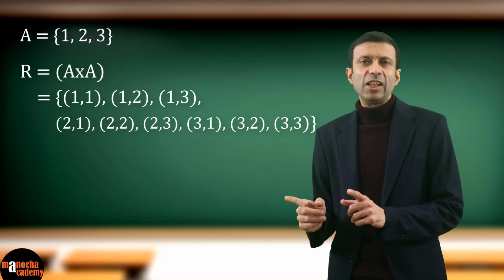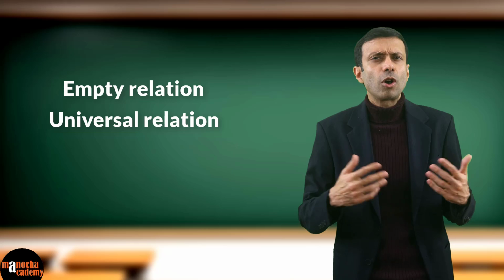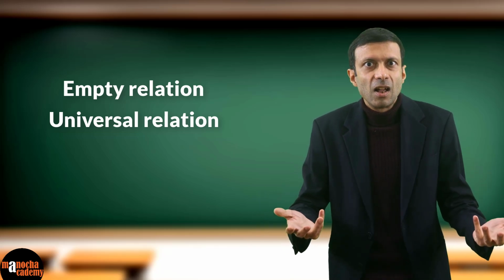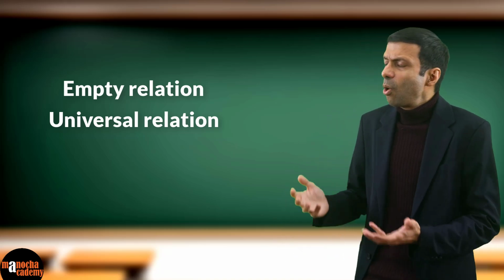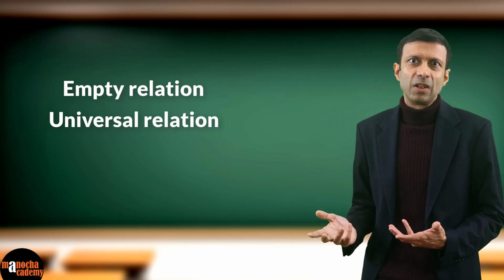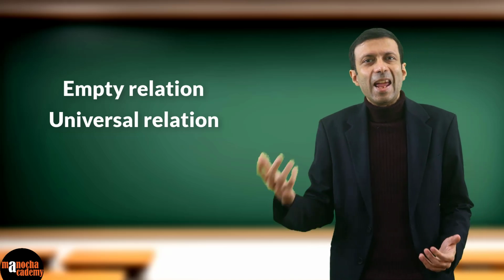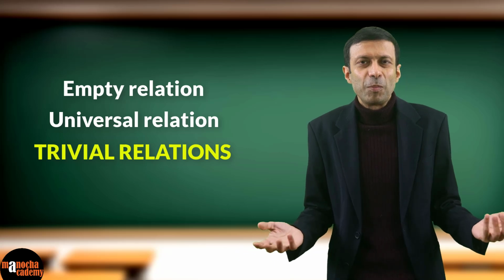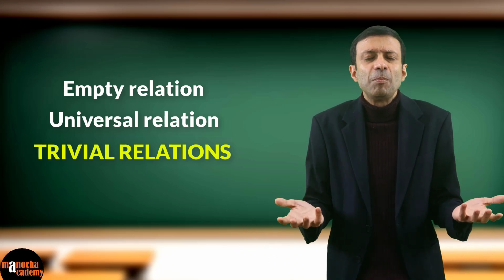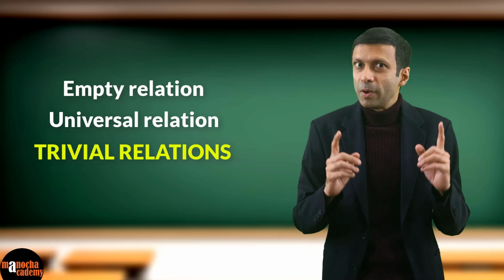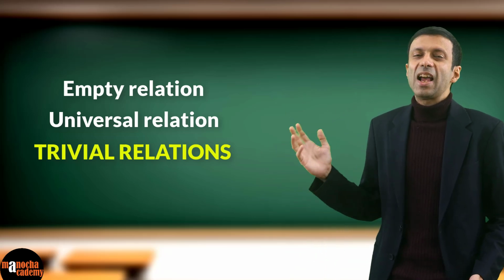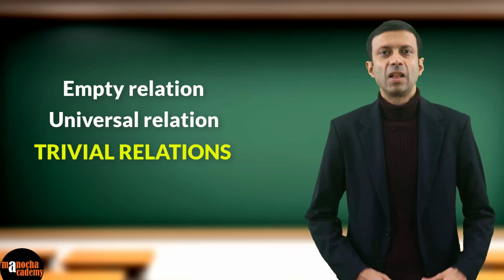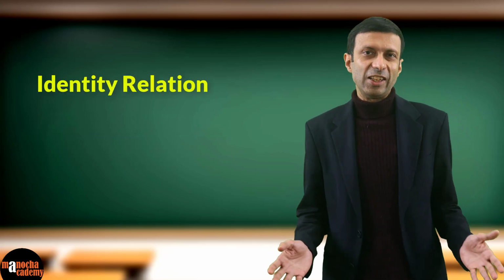So the empty relation and universal relation that we talked about, they are very simple, right? Empty basically contains nothing and the universal relation contains all the possible ordered pairs. So this is why the empty and universal relations are called trivial relations, because the word trivial means very simple or obvious. So remember, the empty relation and universal relation are together known as trivial relations. Now let's look at identity relations.